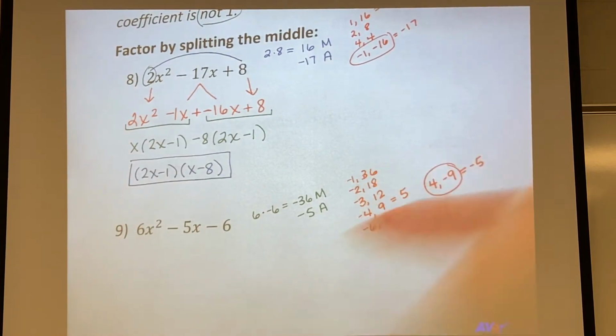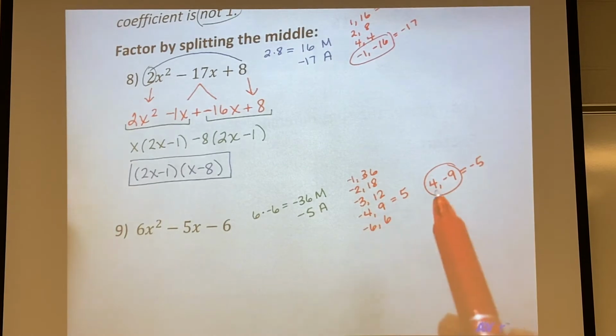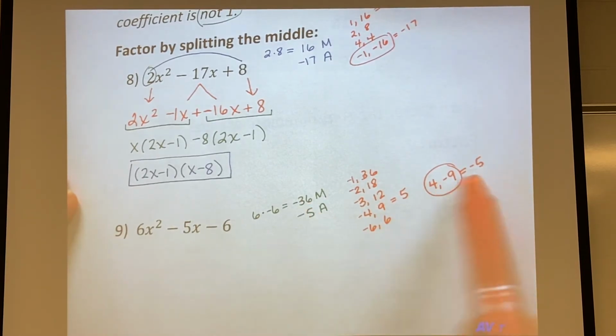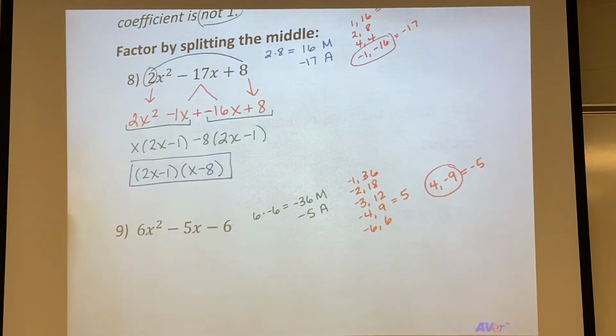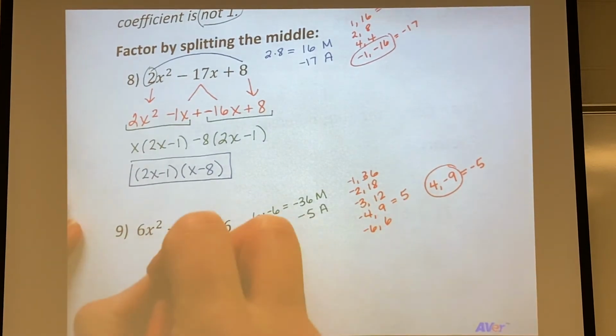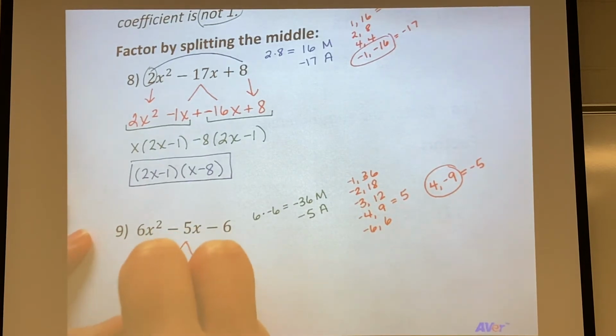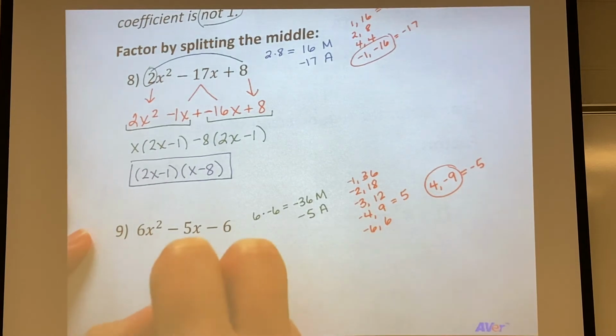Others, it's helpful if you make a list and kind of reason through what has to be positive, what has to be negative, so we can have the right combination. So 4 and negative 9 would give us a negative 36. They would also add to negative 5. So those are the two that we're going to take to split our middle. So negative 5x, and we're going to have a negative 9x plus 4x.